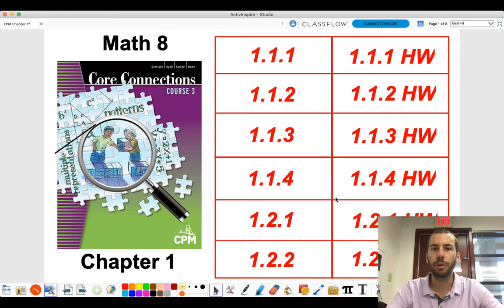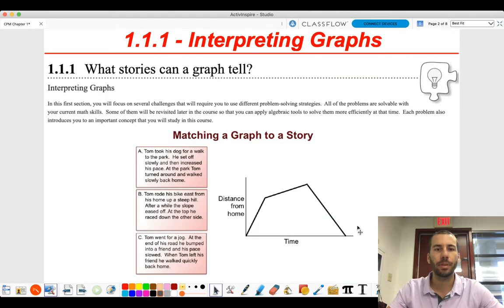All right, everybody, here we go with the very first lesson in the very first section in the very first chapter of Math 8. So here we go. Okay. This section is going to be all about interpreting graphs, and using graphs to tell stories, but also being able to complete and create stories based on a graph, understanding the relationship between the x and the y. As one thing is changing, what's going on.